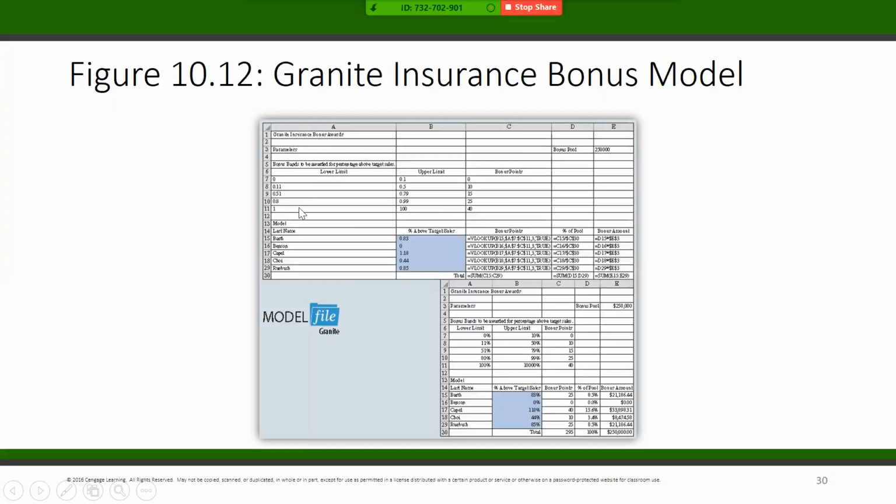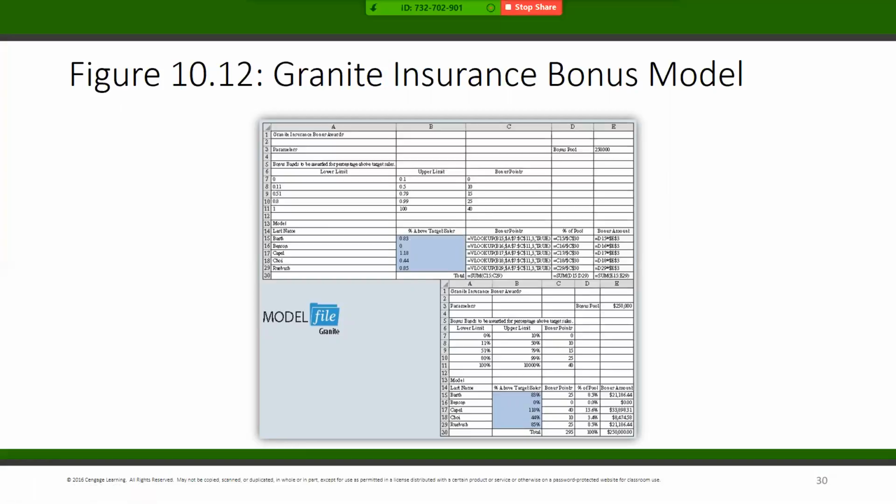In this table, column A gives the lower limit of the bonus band, column B gives the upper limit of the bonus band, and column C is going to be the bonus points awarded to anyone in that bonus band. So if they're in this bonus band, they get 0, here they get 10, 15, 25, and 40 if they're in this band. So for example, people who achieve 56% above their sales target would be awarded 15 points, okay? So that's going to be in this 51 to 79. That's going to be 15 bonus points, okay?